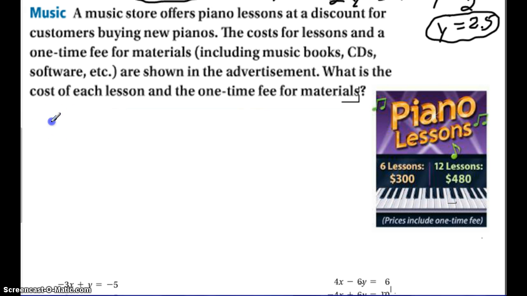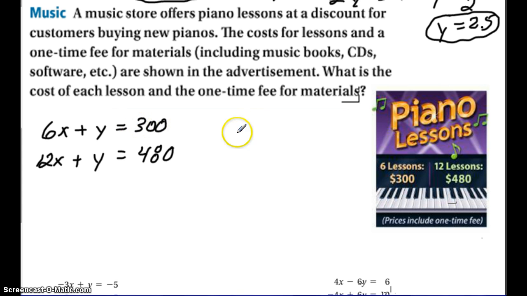It says 6 lessons, so let's just do 6x for lessons. That includes a one-time fee for materials, so we're going to add the fee, let's just call that, I don't know, y, is going to equal $300. Again, 6 lessons plus one-time fee equals $300. Another scenario they have for us is 12 lessons, so I'm probably going to write 12x plus the same one-time fee of y is going to equal 480.